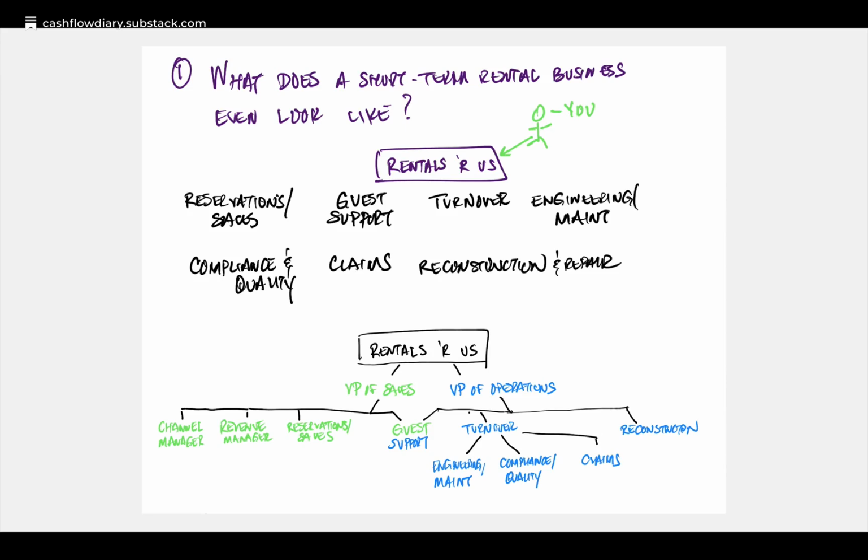Someone needs to manage the revenue, right? Which is completely different than managing your relationships with each additional channel. Then there's the actual reservations and sales department. Now, these individuals, or when you're performing this role, you're actually talking to the people.